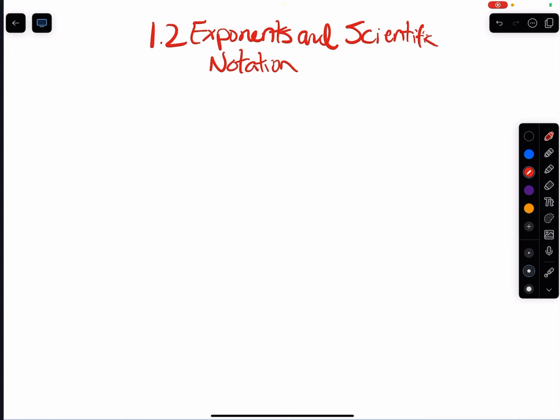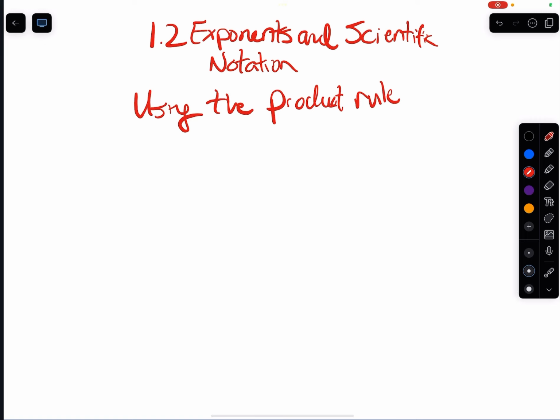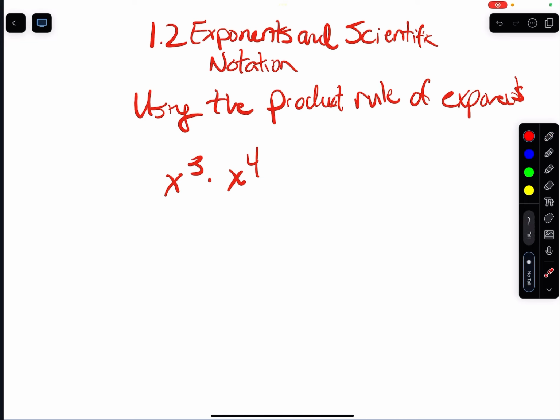So let's get started using the product rule of exponents. Let's consider the product x cubed times x to the fourth. Both of these terms have the same base, but they're raised to different exponents. As you can see, this is raised to the third power and this is raised to the fourth. So how do we rewrite that as a single expression?